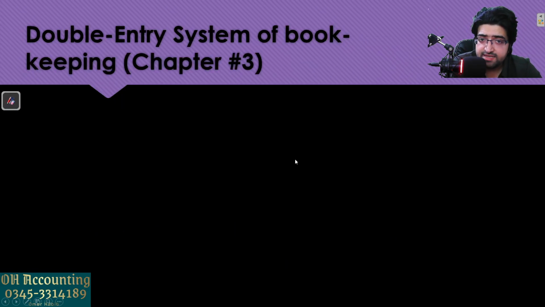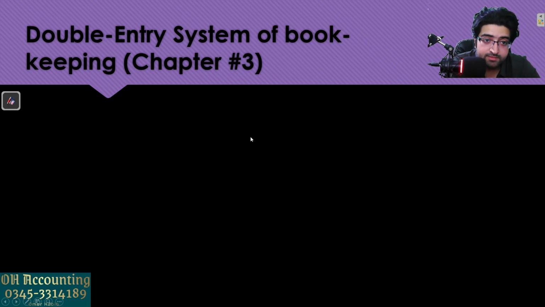This in a way is an extension of chapter number 3, the double entry system of bookkeeping. So you should know that chapter in detail to even think about starting this topic. Make sure you have gone through that first, you understand the rules of debit and credit in detail, and you know how to make T accounts.